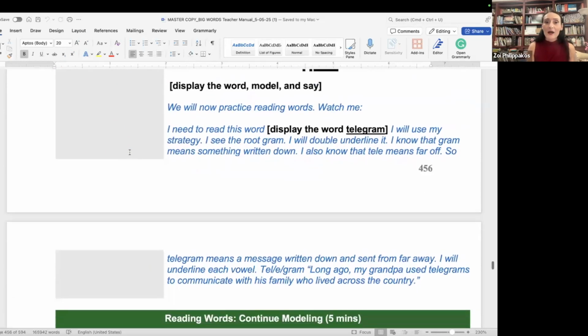Now, we will practice reading words. Watch me. I need to read this word. Oh, I already saw this.